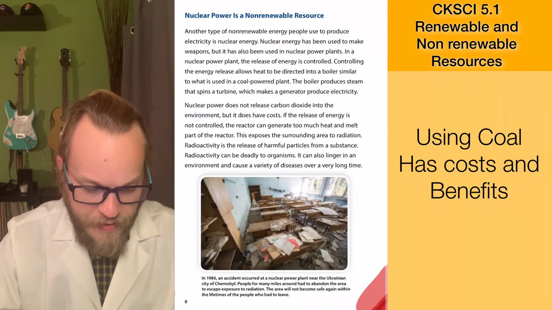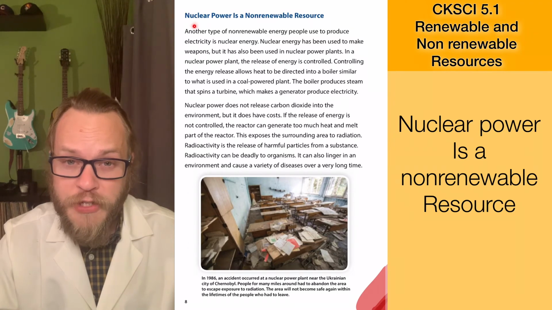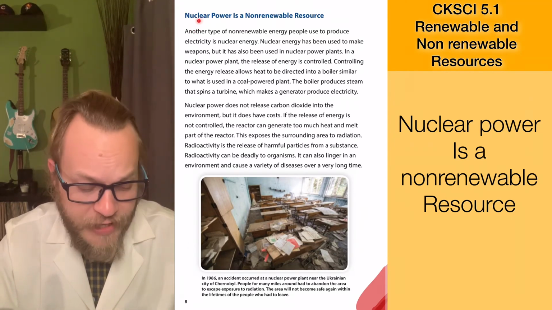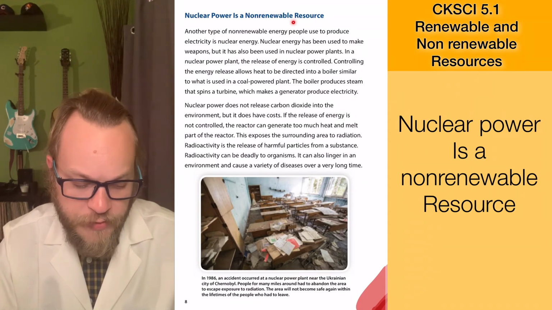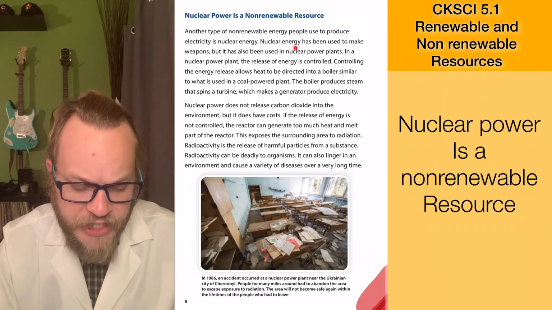Okay, last type of energy we're talking about for today, and we will go into much more detail on all of these throughout this unit, is nuclear power, a non-renewable resource. Another type of non-renewable energy people use to produce electricity is nuclear energy. Nuclear energy has been used to make weapons, but it has also been used in nuclear power plants. In a nuclear power plant, the release of energy is controlled.